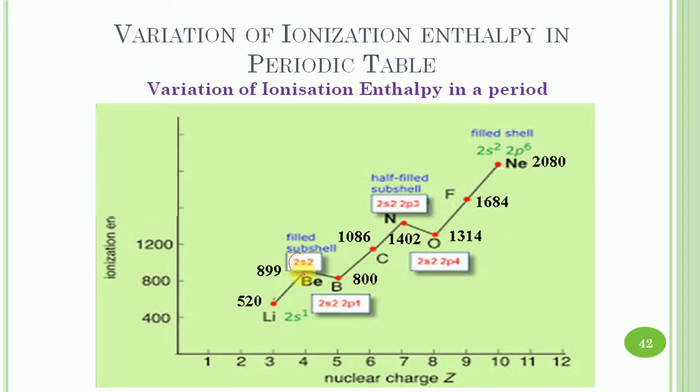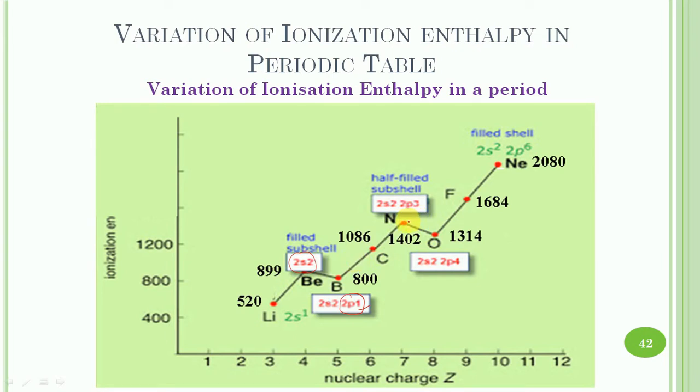It has 2s2 electrons, while in the case of boron it has 2s2 and 2p1 electron. The removal of this 1 electron, which is in a less stable electronic configuration, is easier. While we move from boron to nitrogen through carbon, the ionization enthalpy will keep on increasing. It is due to the increase in nuclear charge and decrease in atomic size.